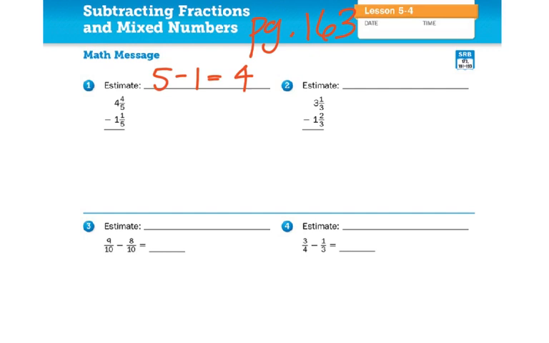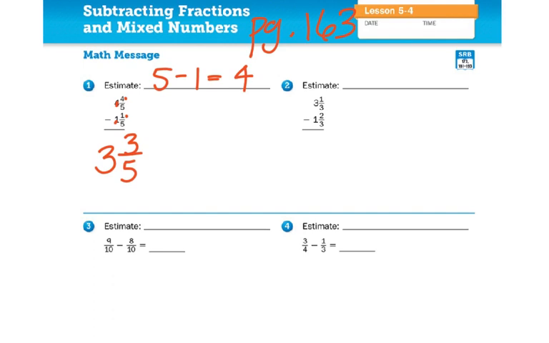Now, the denominators are the same, so it makes it quite simple. We keep fifths the same, and we take 4 minus 1 is 3. 4 minus 1 is 3. 3 and 3/5 is close to 4.